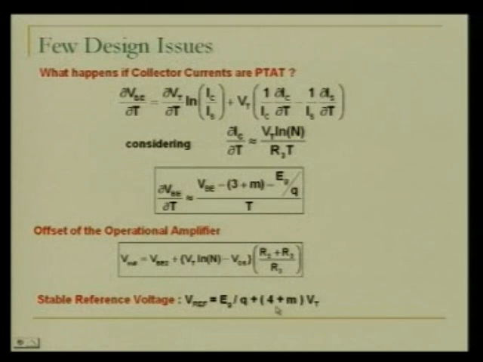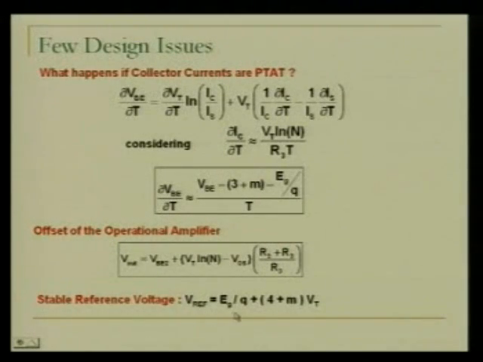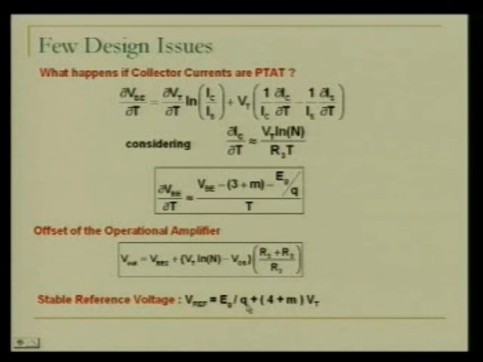The reference voltage expression bears a form like this. So if you put capital T tends to 0, what happens? This reference voltage will tend to Eg by q. This is the band gap voltage of silicon itself. So at T equals 0, this reference voltage is equal to the band gap voltage. So this is the significance of the term band gap.